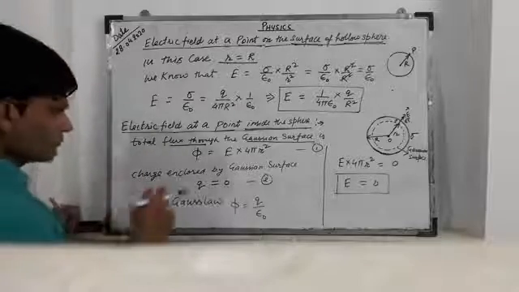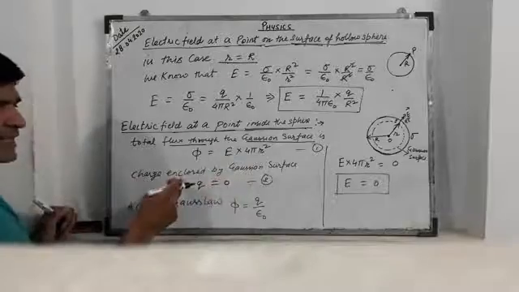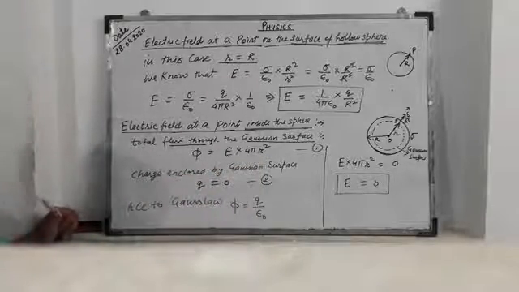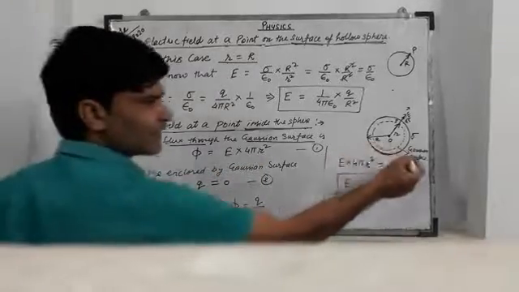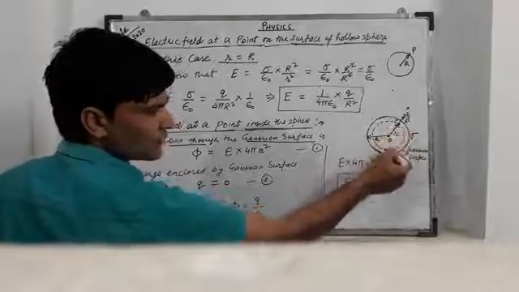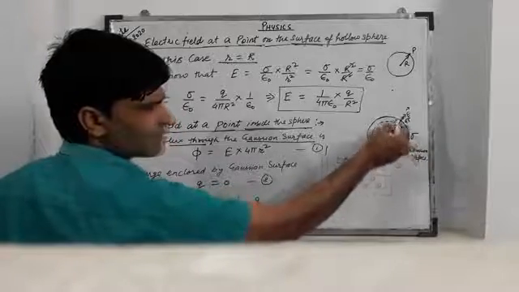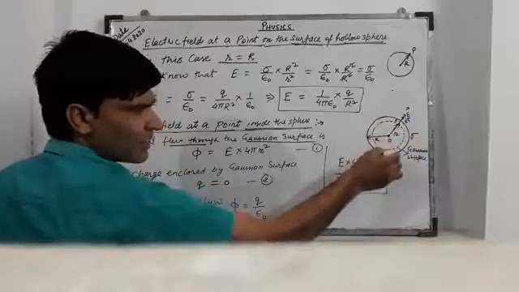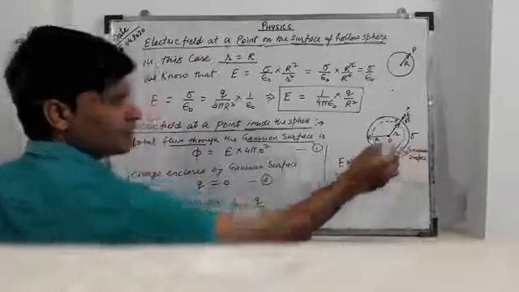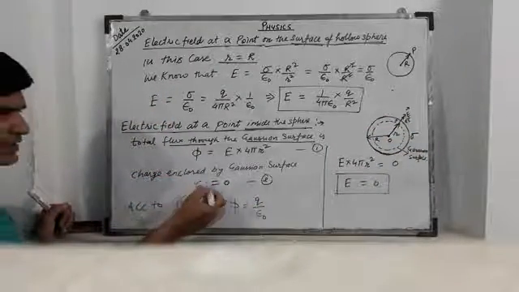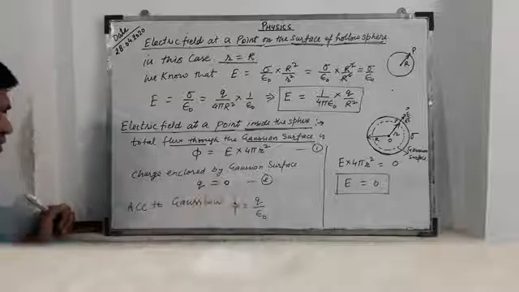Okay. Then charge enclosed by the Gaussian surface. Now you can see from the diagram, the Gaussian surface encloses no charge. Charge resides outside the Gaussian surface. Then charge is 0.